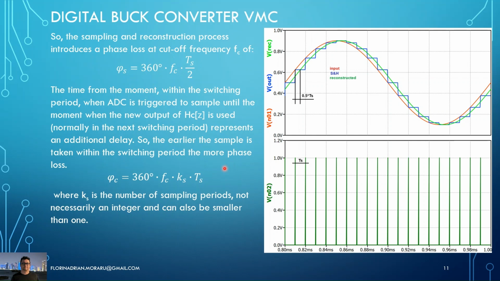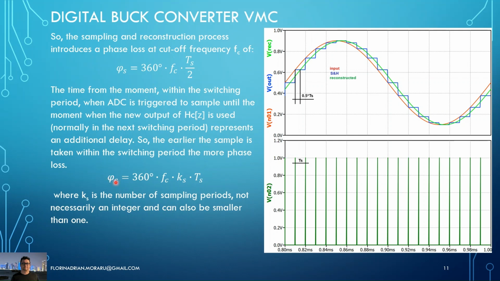And we have another time delay, which is from the moment within the switching period when the ADC is triggered to sample until the moment when the new output of the digital compensator is used. This normally happens in the next switching period. So if we sample the output voltage at the beginning of one of the switching periods, then the newly calculated output of the controller will be used in the next switching period. That means the maximum delay is one switching period.